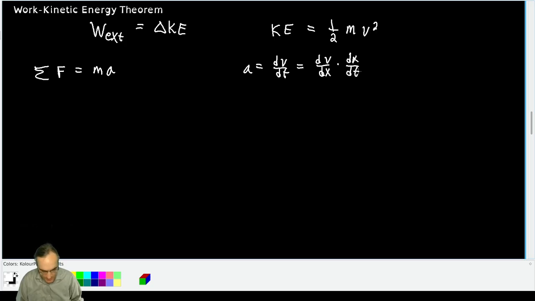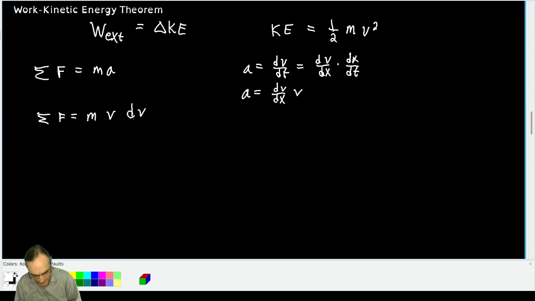Okay, so we're going to take that definition and we're going to run with it. a is dv dx times dx dt, however, dx dt already has a meaning. That is v, the velocity. So we have a is dv dx times v. All right, so that means the sum of forces is equal to m times v times dv dx. We'll separate this to opposite sides. We have the sum of forces times dx is equal to mv dv.